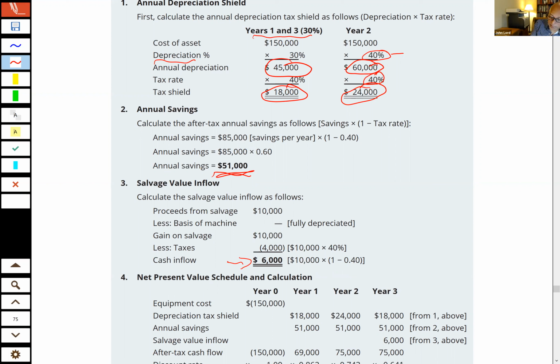Notice, guys, to calculate the tax shield, though, you use what? You use the 40% rate. So be careful. That's an easy mistake to make. If we're talking about after-tax cash flow, it's the 60% that we're applying to the amounts that are coming in. If we're talking about depreciation shield, we simply use the tax rate on that.